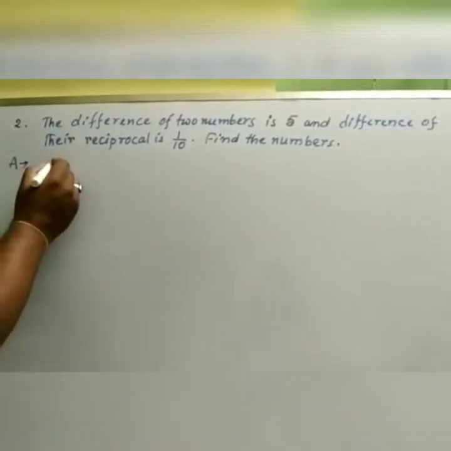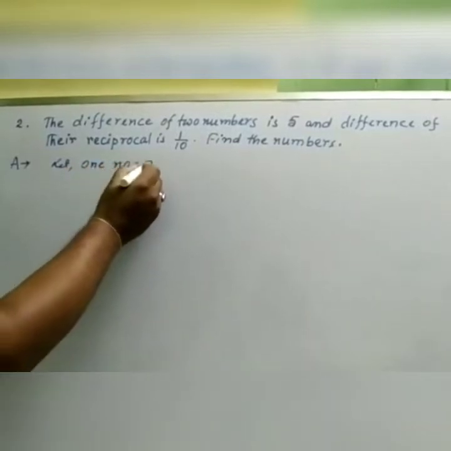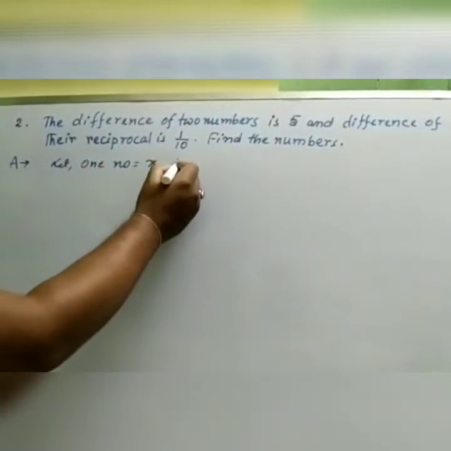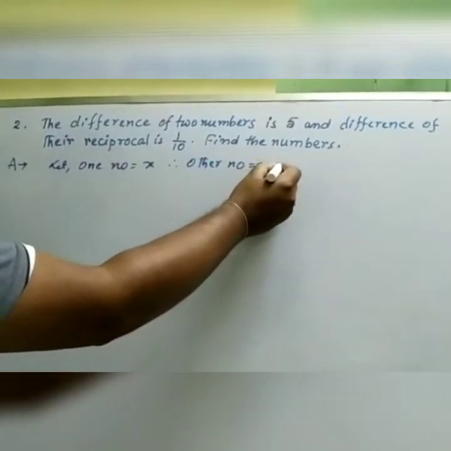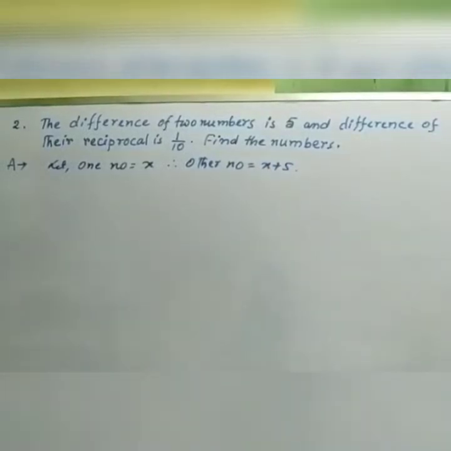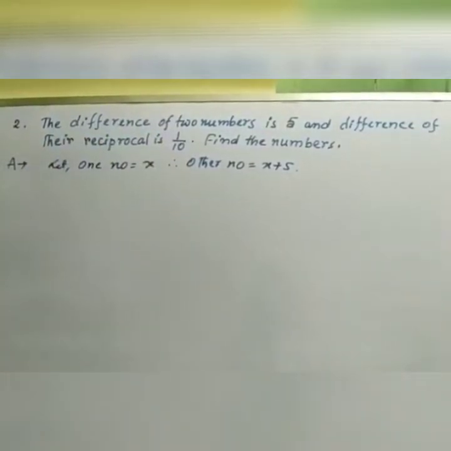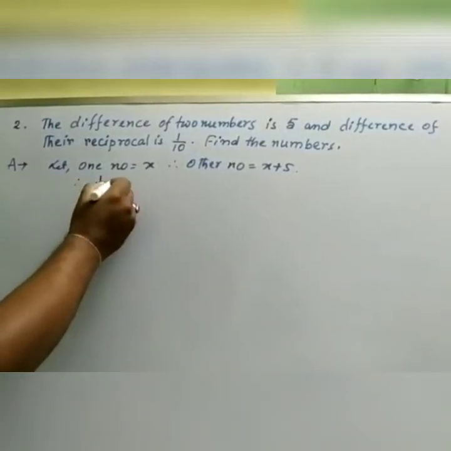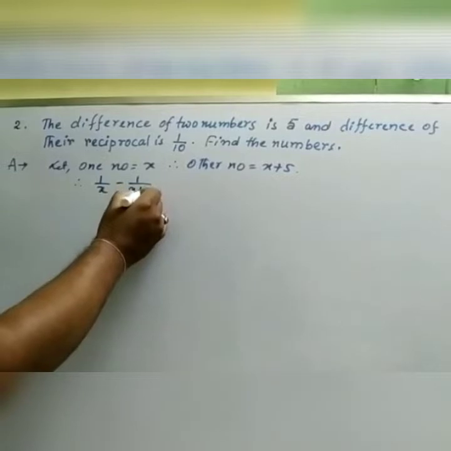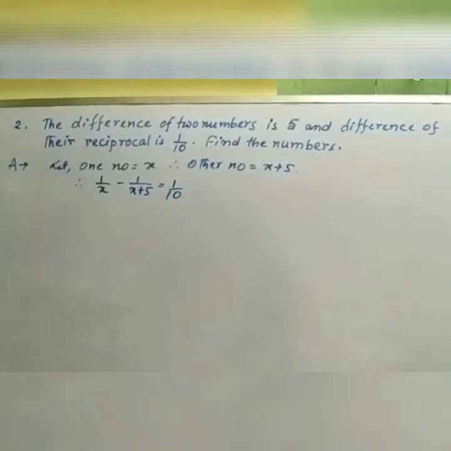So let one number equal x, therefore the other number equals x plus 5. Okay, so we have the two numbers, one is x, another one is x plus 5. Now the condition given is that the difference of their reciprocals is 1 by 10. So we take the reciprocals, that is 1 by x minus 1 by x plus 5 equals 1 by 10. So this is the condition.